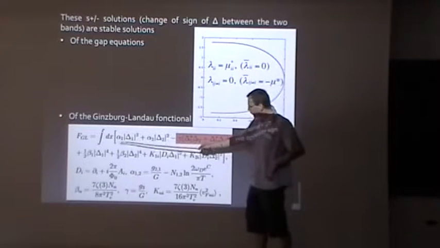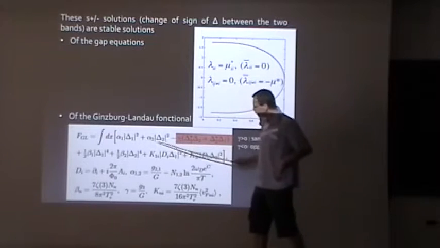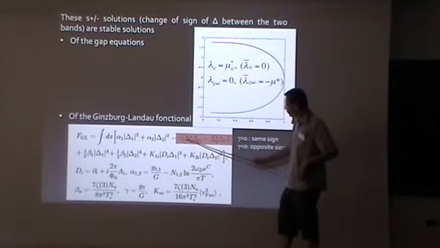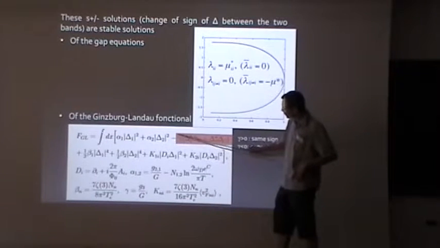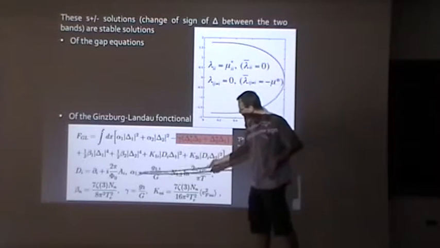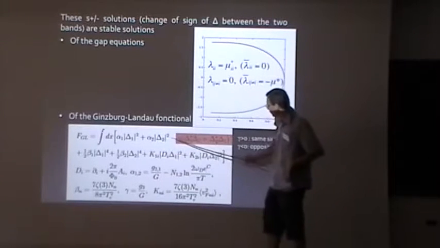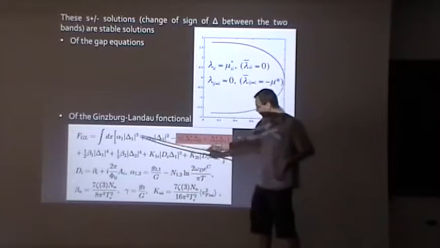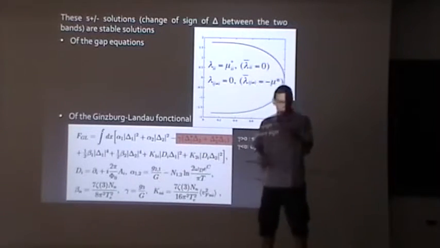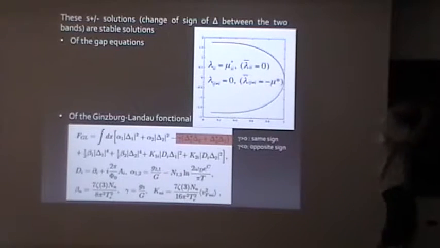But if you just want to generalize that to a multigap system, you will have a second term here, and then a term which couples the two gaps. And when you have repulsive interaction, this gamma term becomes negative. So if you cancel the interaction in this one, essentially this repulsive term takes the role of these two, and these two terms remain positive. So it's really a stable solution.